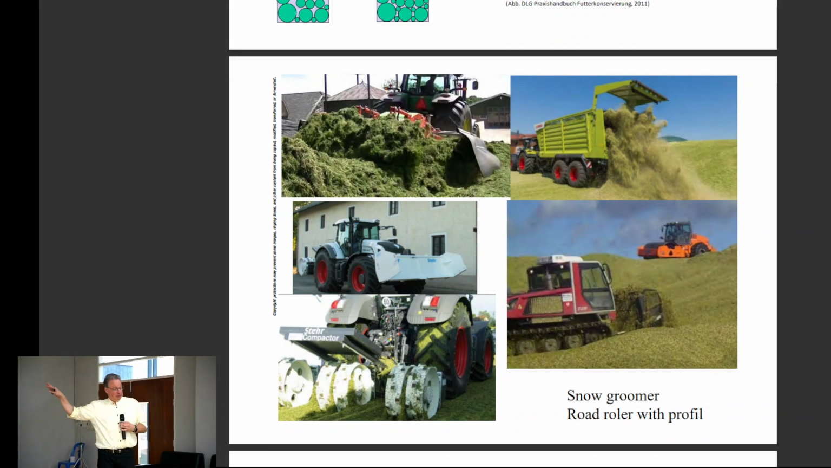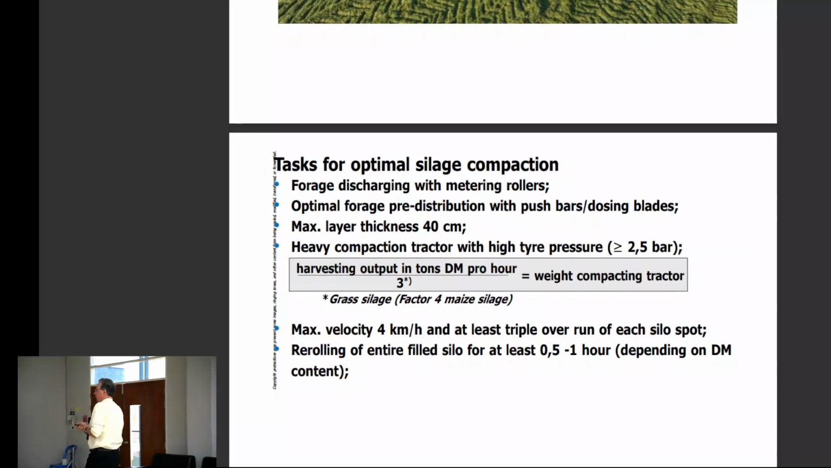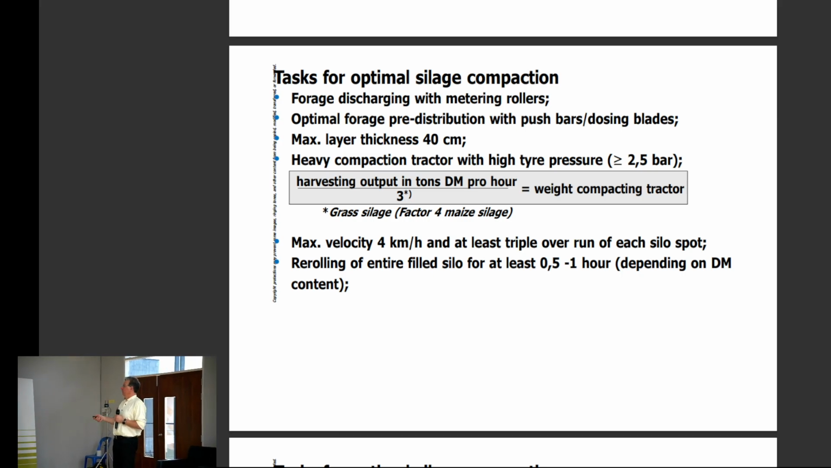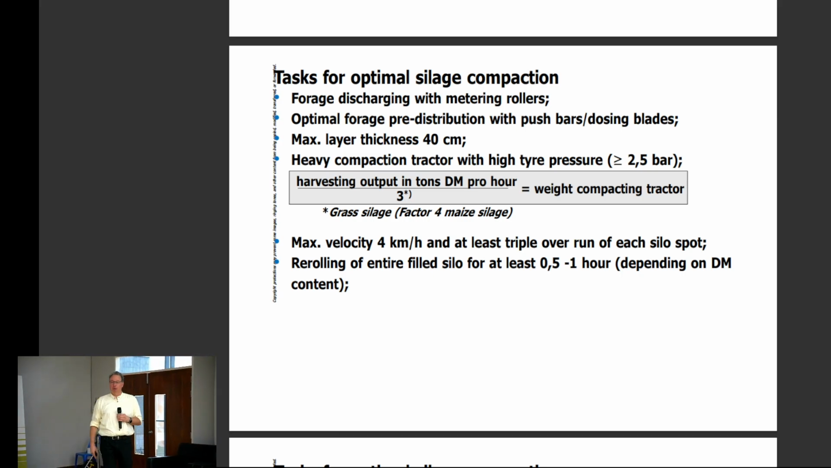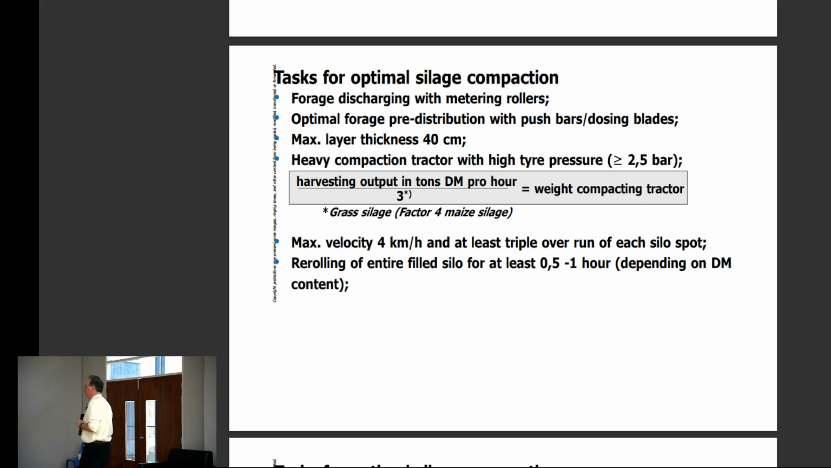And this slide again is the summary. So discharge with metering rollers, good distribution, not too thick. Heavy tractor, high tire pressure. The higher the tire pressure, the more you can improve your compaction with the same weight of the tractor. So it's just the other way around than on arable land. So high pressure in the tire.